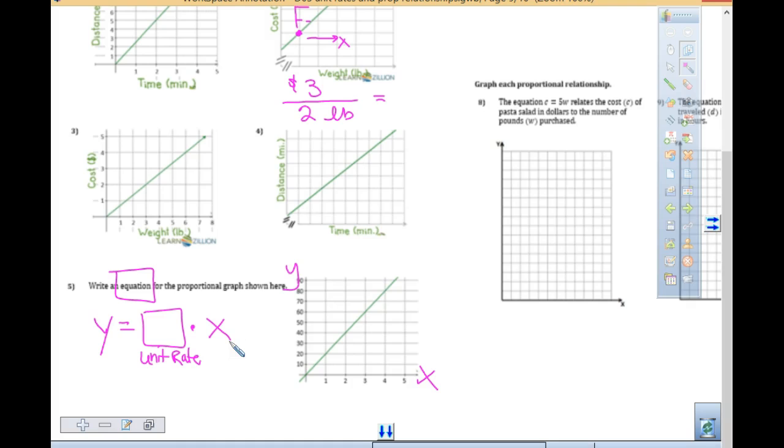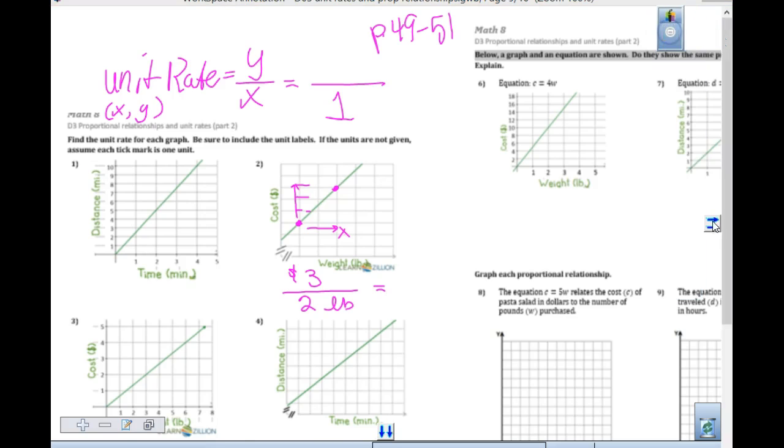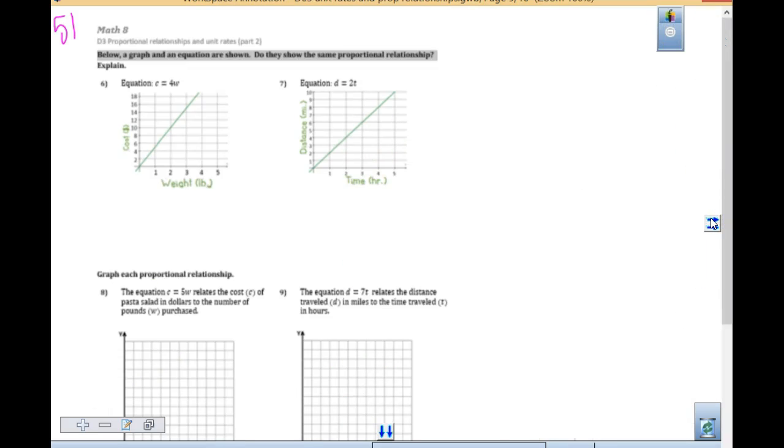So from this point on, you will notice on the top of the next page, it says, oh, here's an equation, right? Below is a graph and an equation. Do they have the same proportion? So you have to compare the equation in number 6 to the graph. You're going to say, yes, these are the same, or no, they are not the same. What are you looking at? You are looking at the unit rate for each one, right? This one has a unit rate of 4, this one has 2. You got to look at the graphs to decide those, okay?